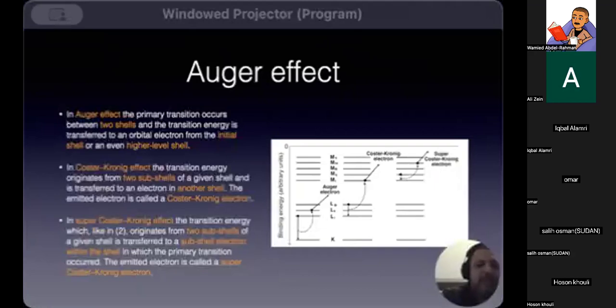So in the Auger effect, the primary transition occurs. I mean, there are three types. I always call them the Auger effect, but actually they have distinctive names. But they follow the same concept. So, for example, if the initial transition happened between two shells, and then this energy is given to another electron, which could be in the subshell or even at a different shell, this electron, when it's ejected, is called an Auger electron. This means that the initial transition happened between two shells.